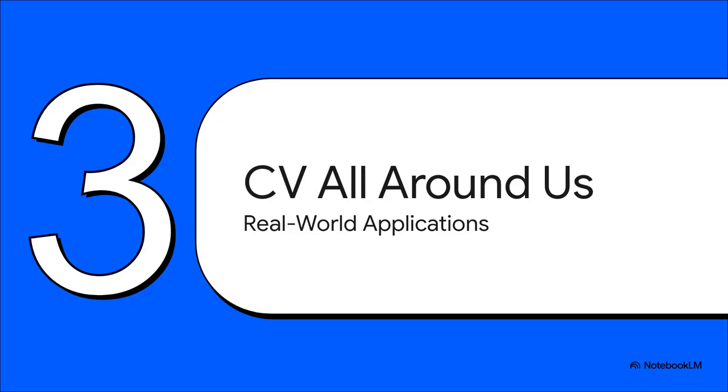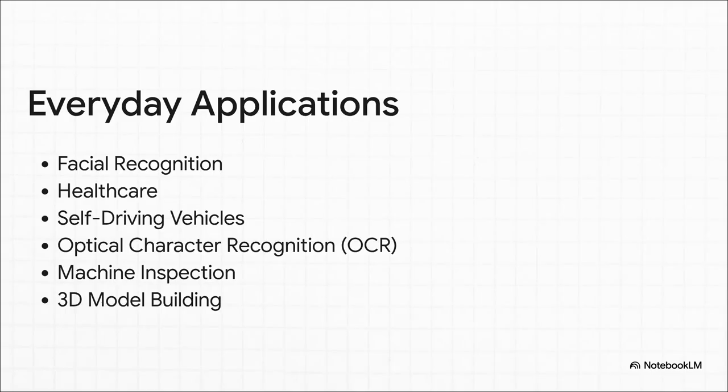But where does this technology actually pop up in our day-to-day lives? Well, the answer is pretty much everywhere. Let's look at some real-world examples you probably use all the time without even thinking about it. I mean, just look at this list. The range is incredible. You've got facial recognition for unlocking your phone or tagging friends in photos. It's revolutionizing healthcare by helping doctors analyze medical scans. And of course, it's the absolute core of self-driving vehicles, just to name a few.